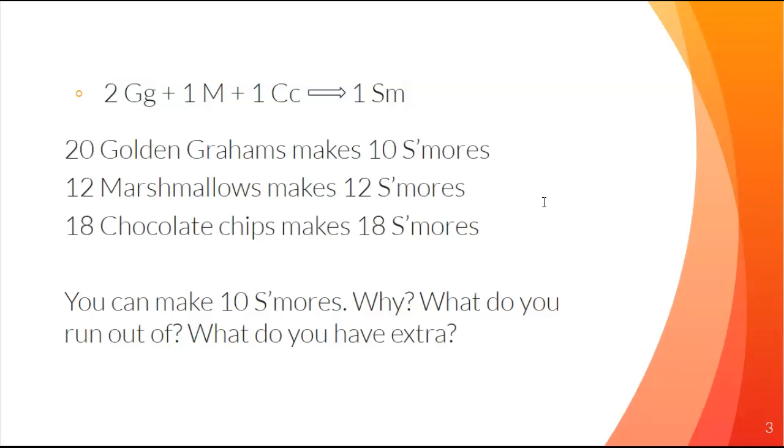And why do we say 10 and not 18? Because after you make 10 s'mores, 10 times 2 is 20, you're going to run out of golden grams, right? So we are limited in our number of s'mores that we can make by golden grams, because golden grams is going to run out, right? And we're going to have extra marshmallows and chocolate chips, right? If we make 10 s'mores, we'd have 2 extra marshmallows, right? 12 minus 10 is 2, and we'd have 8 extra chocolate chips, okay? That's all limiting reactant is.